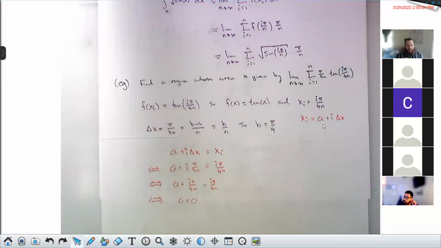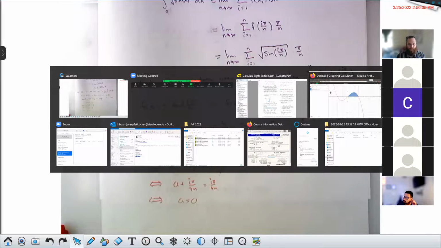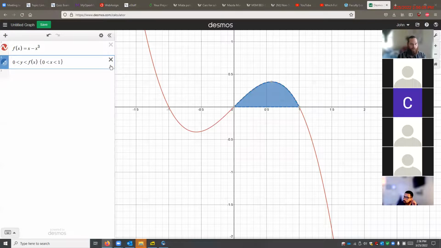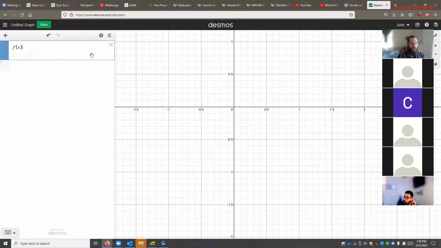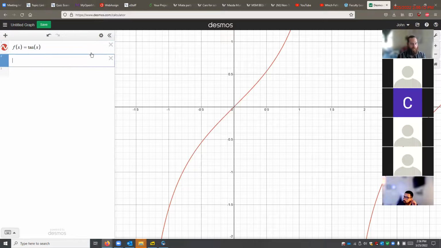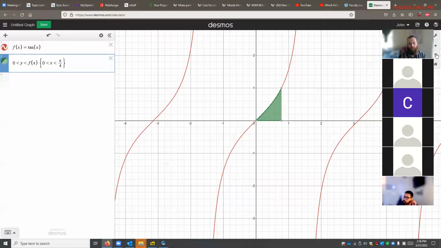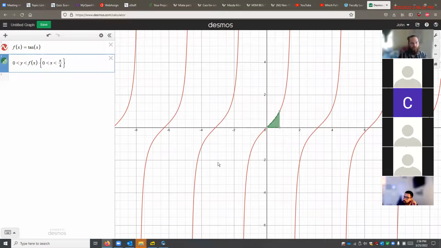And it's worth mentioning that a problem like this actually has more than one right answer. Let me try and explain that. So we were able to deduce that that limit must represent this area, right? So here's the tangent function, there's the area bounded by tangent and the x-axis from 0 to pi over 4.